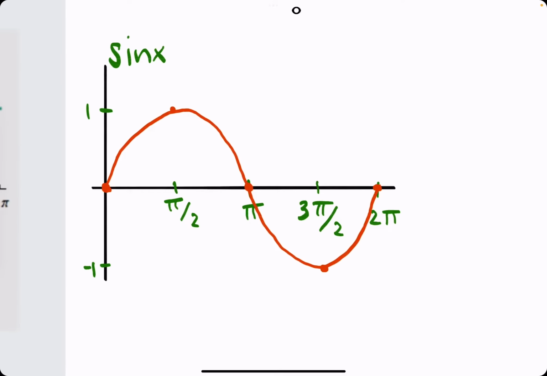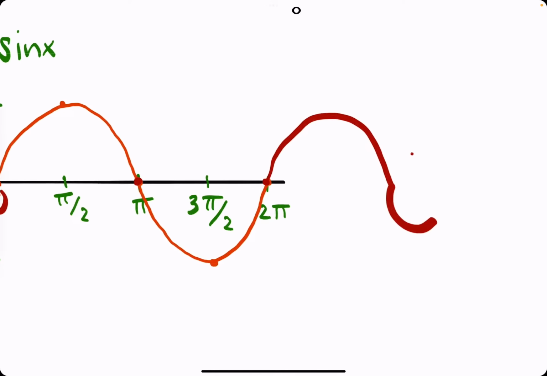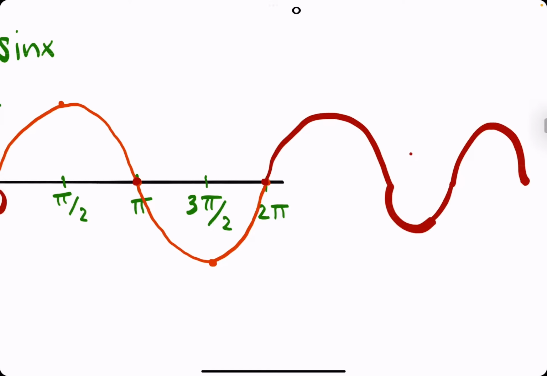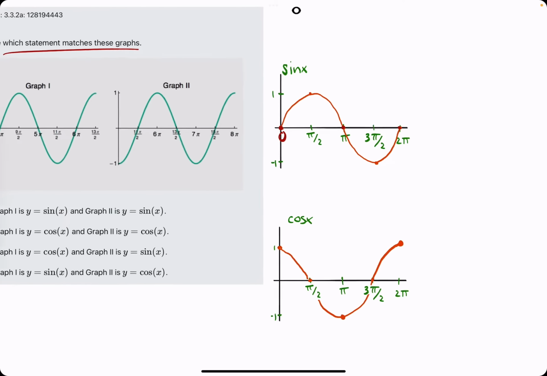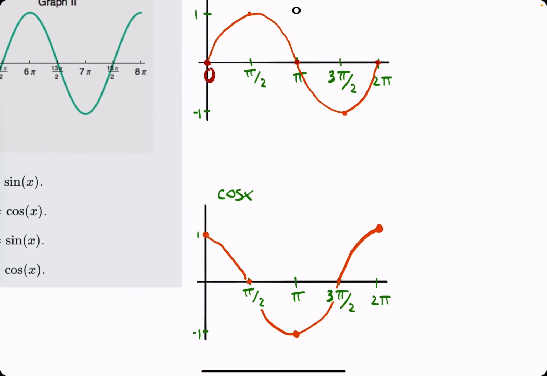So like the basic graph of sine of x from 0 to 2 pi looks like this. It starts at 0, 0. And it'll cross the x-axis every multiple of pi: 1 pi, 2 pi, 3 pi, 4 pi, 5 pi, and so on. It'll be equal to 0 at every multiple of pi.